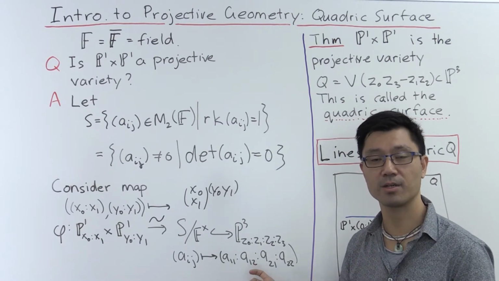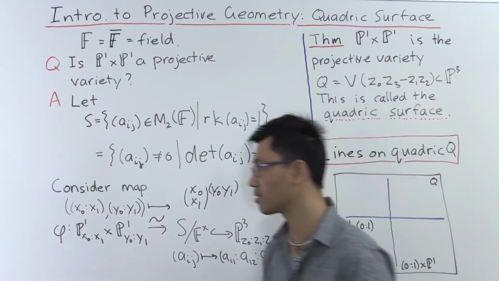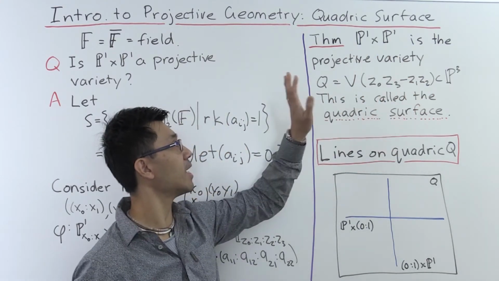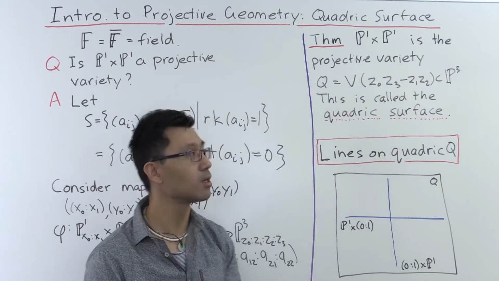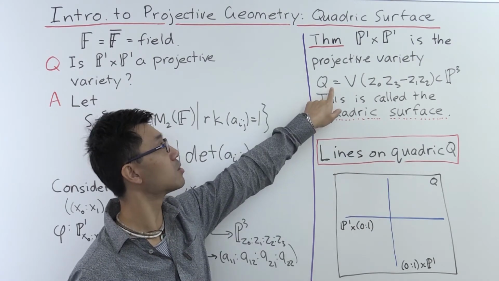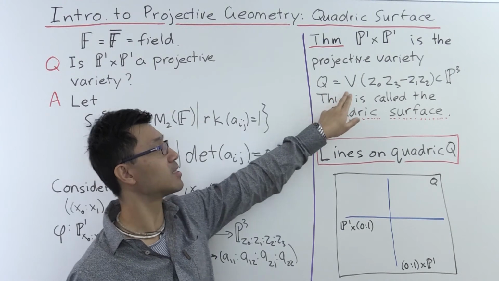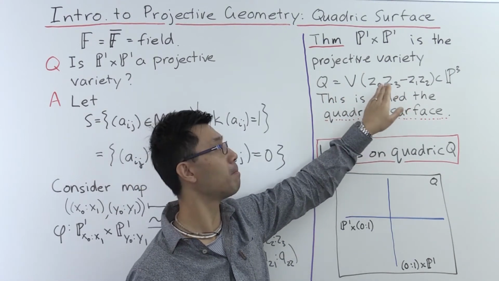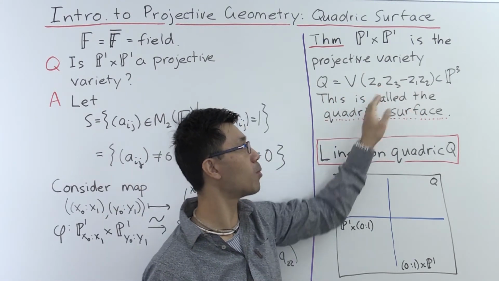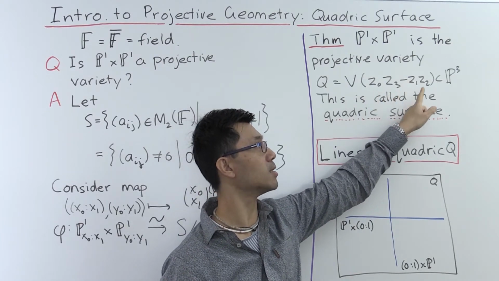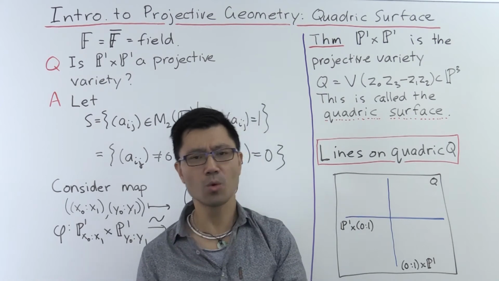And that gives us our next theorem. In fact, it is. So P1 cross P1 is a projective variety. I'll denote it by Q. It's called the quadric surface, so that's why I've used the letter Q. And it's in fact given by the homogeneous polynomial of degree 2, Z0 Z3 minus Z1 Z2. So why is that true?